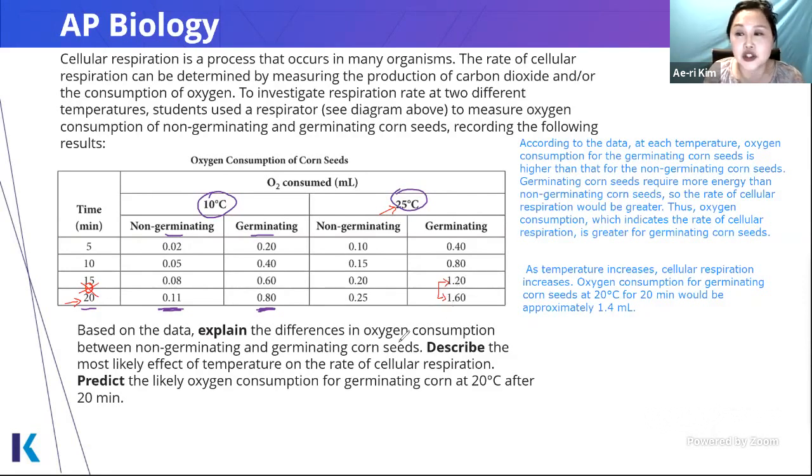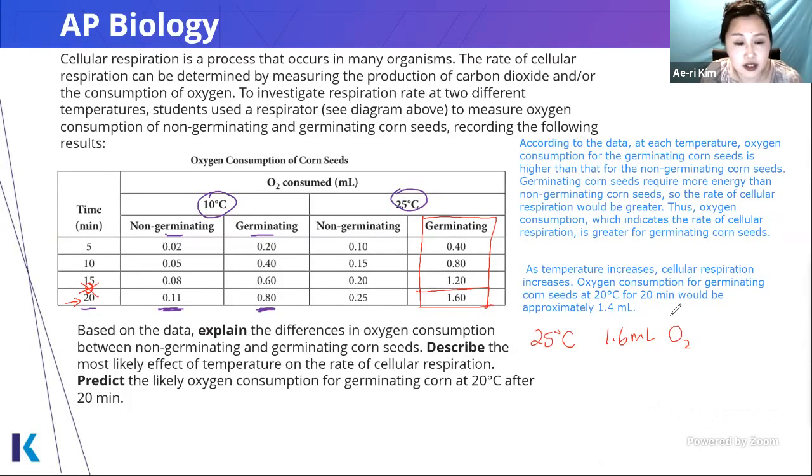What you want to do when you're analyzing the numbers for approximating a value, so let me just erase my stuff here, is think, okay, the question is asking me specifically for 20 degrees. So it's this last line and it's for germinating. So this column and this last line is my frame of reference. This would be 25 degrees Celsius. It would be 1.6 mils of O2 consumed.